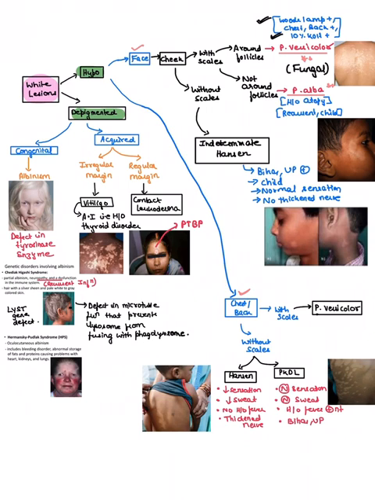Now coming on to the next diagnosis, that is pityriasis alba. There would be a history of a child, and there would be a history of atopy, meaning a family history may also be present.